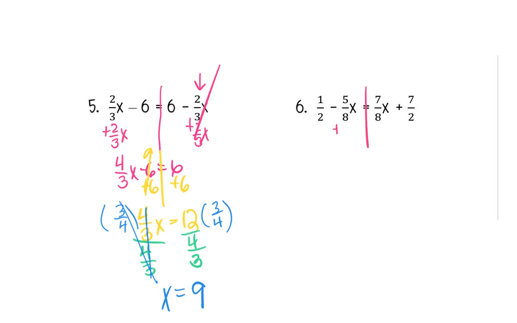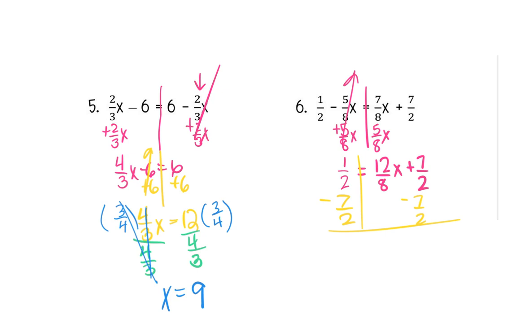For number 6, I'm going to add 5/8 x to both sides. This was the smaller x. I'm going to be left with 1/2 is equal to 13/8. Nope, not 13/8. Sorry. 12/8 x plus 7/2. From here, I'm going to subtract 7/2 from both sides.